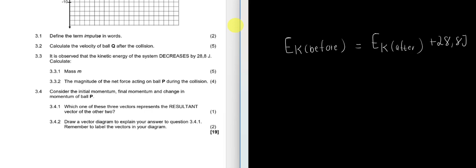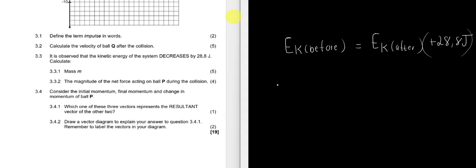Let's record this. It's observed that the kinetic energy of the system decreases by 28,8 joules. So how will you do that? How will you state your problem or your formula when the kinetic energy decreases? So your energy is actually released. Okay, so can you see that you must write it like this? Kinetic energy before. So the kinetic energy decreases with that amount of joules. So then it's kinetic energy after, and then it released 28,8 joules.